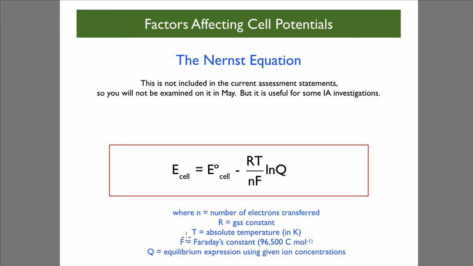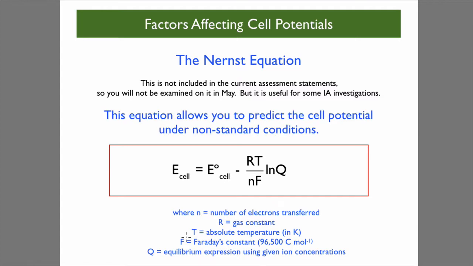However, if you're not under standard conditions, you can use something called the Nernst equation. And don't worry, this is not included in your exams. However, some of you might want to do an internal investigation using this. It's kind of straightforward, but it allows you to predict cell potentials under non-standard conditions. And you can see here, it's kind of plug and play. You just put in the temperature, you put in the moles, and you get the equilibrium expression using the given ion concentrations. But you needn't worry about this unless you plan to do an IA on it.